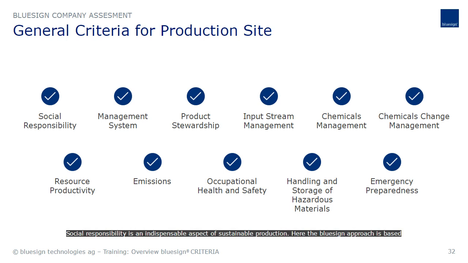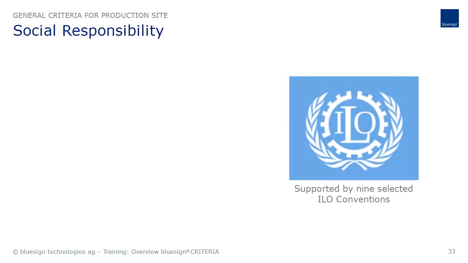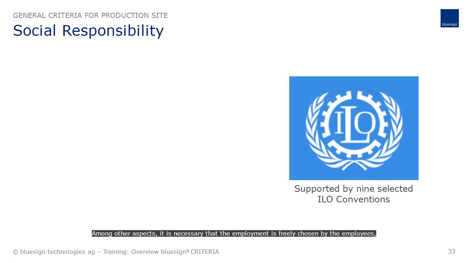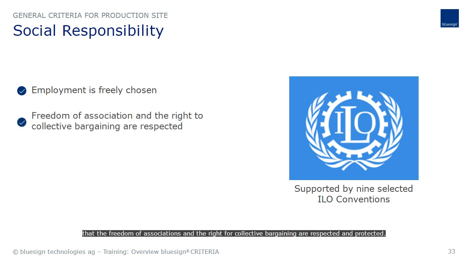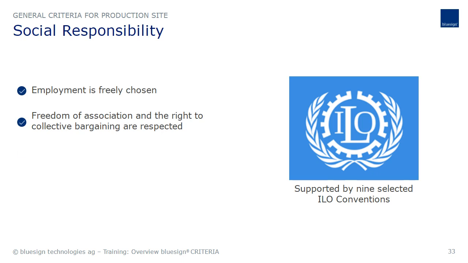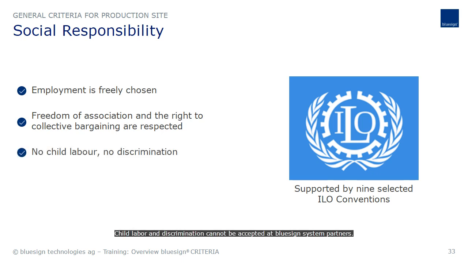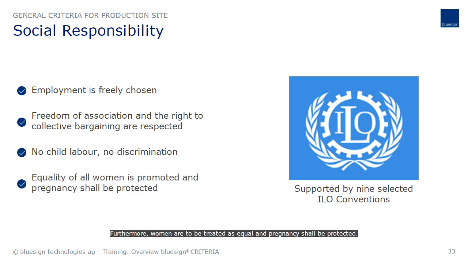Social responsibility is an indispensable aspect of sustainable production. Here, the Bluesign approach is based on the well-established conventions of the International Labour Organization. Among other aspects, it is necessary that the employment is freely chosen by the employees, that the freedom of associations and the right for collective bargaining are respected and protected. Child labor and discrimination cannot be accepted at Bluesign system partners. Furthermore, women are to be treated as equal and pregnancy shall be protected.